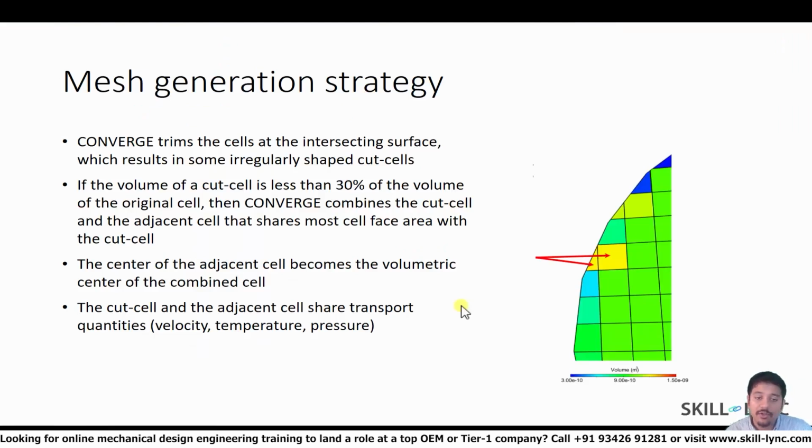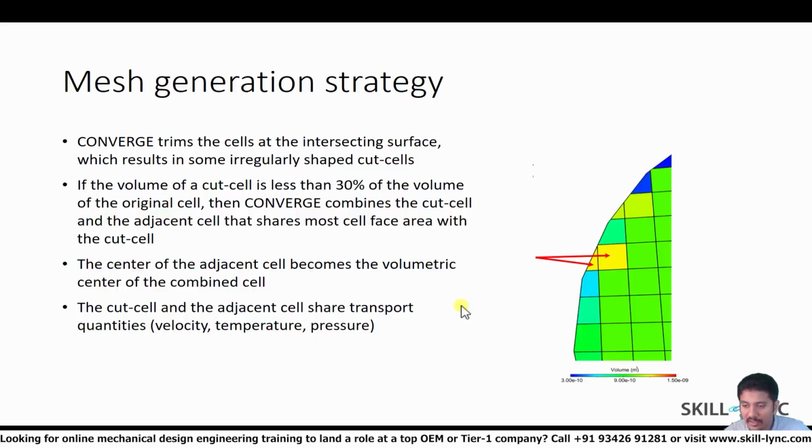So first, CONVERGE trims the cells at the intersecting surfaces, which results in some irregularly shaped cut cells, also called polyhedra. If the volume of the cut cell is less than 30% of the volume of the original cell, then CONVERGE combines the cut cell and the adjacent cell that shares the most cell face area with the cut cell. Okay, so that is just the pairing algorithm. And then finally, the center of the adjacent cell becomes the volumetric center of the combined cell.